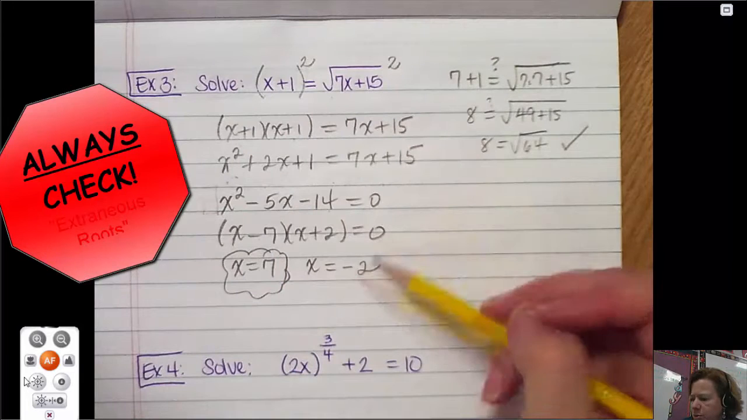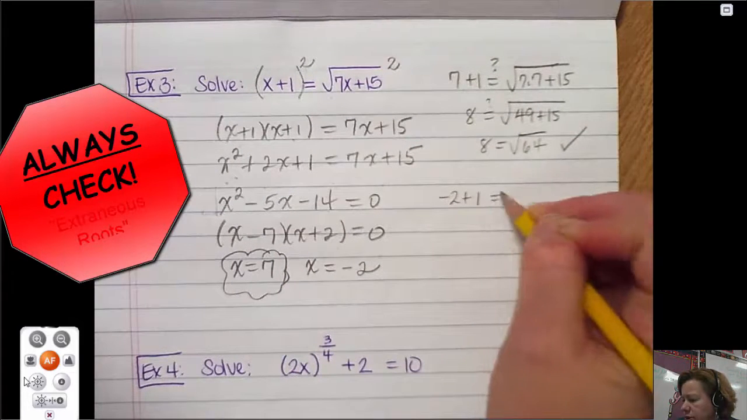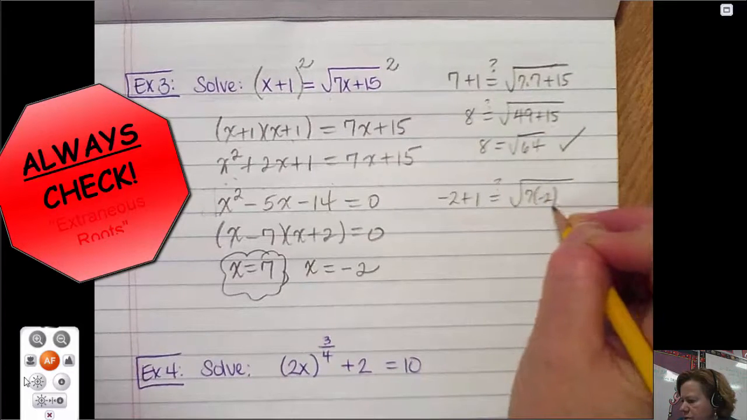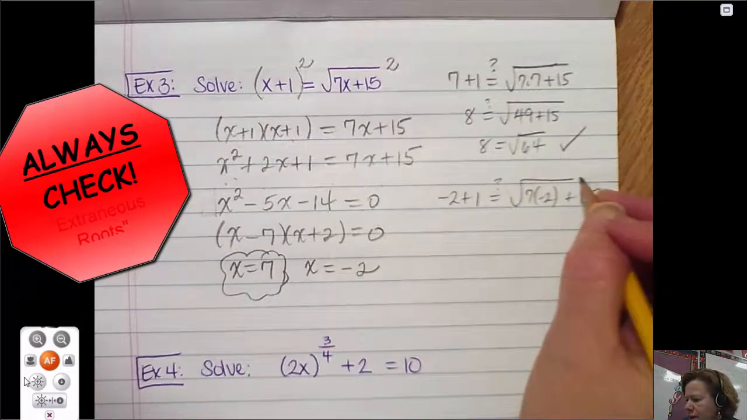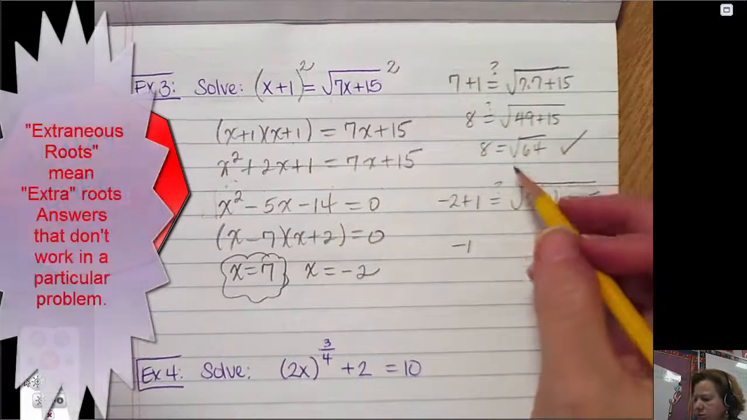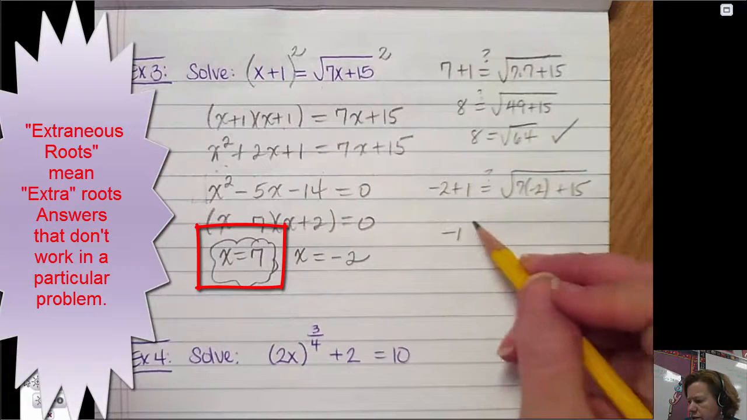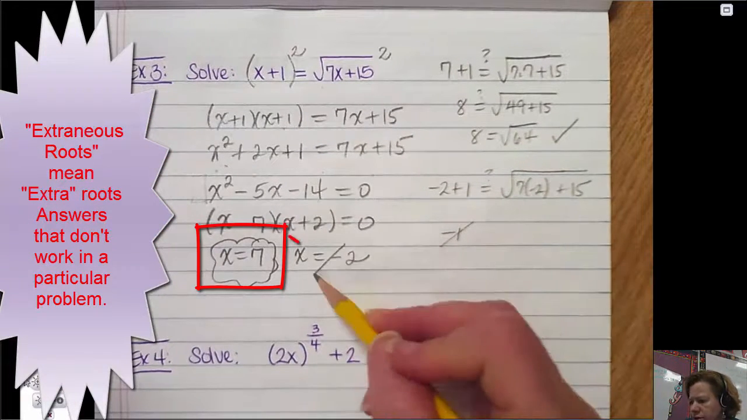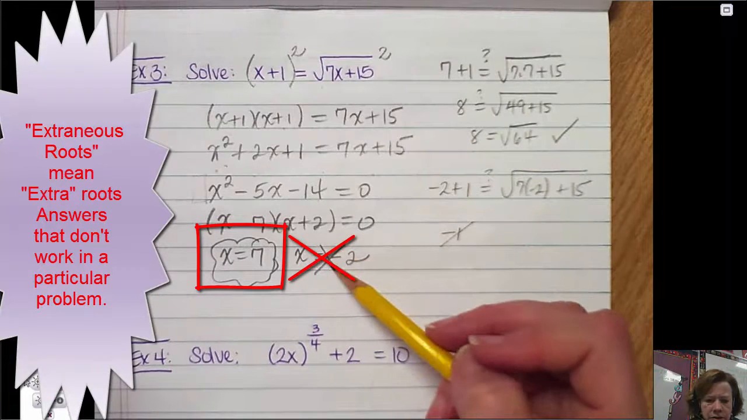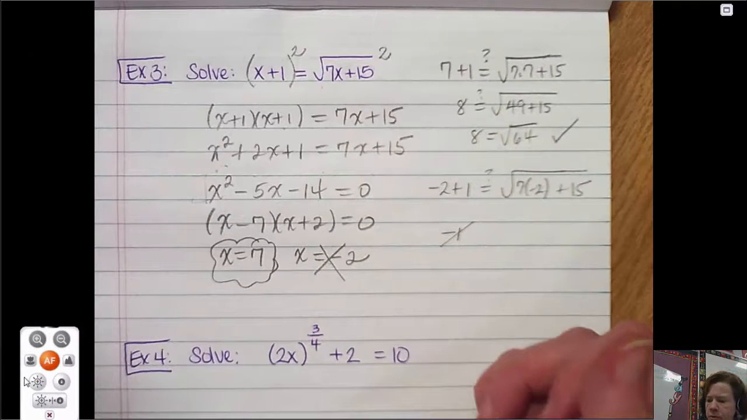Now we plug in x is negative 2. So we get negative 2 plus 1, and we're wondering if that equals the square root of 7 times negative 2 plus 15. Negative 2 plus 1 is negative 1. Right away, we cannot square root a number and get a negative. So that is an extra root. You don't erase it. You just put a nice X through it to say, oops, in this case, it's an extra answer because I was starting with that square root.